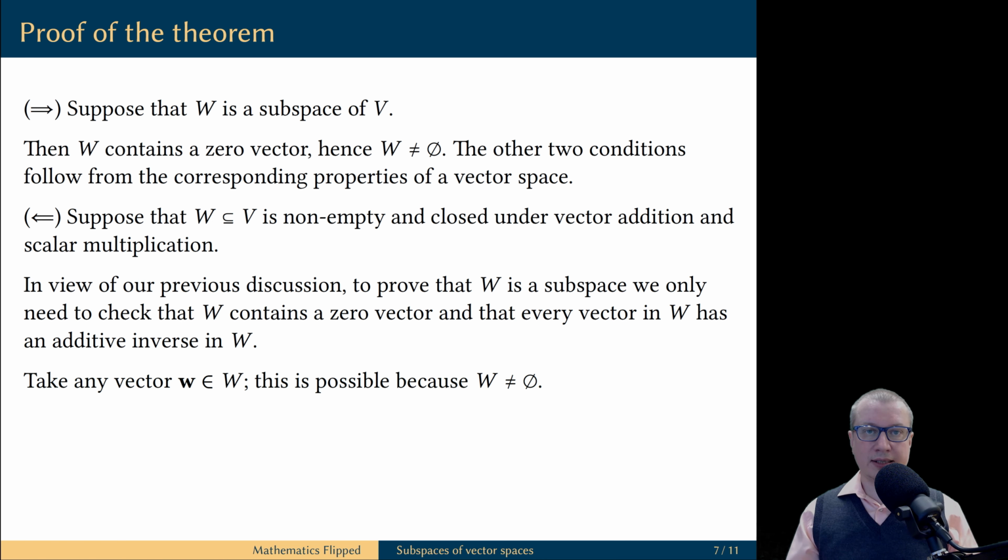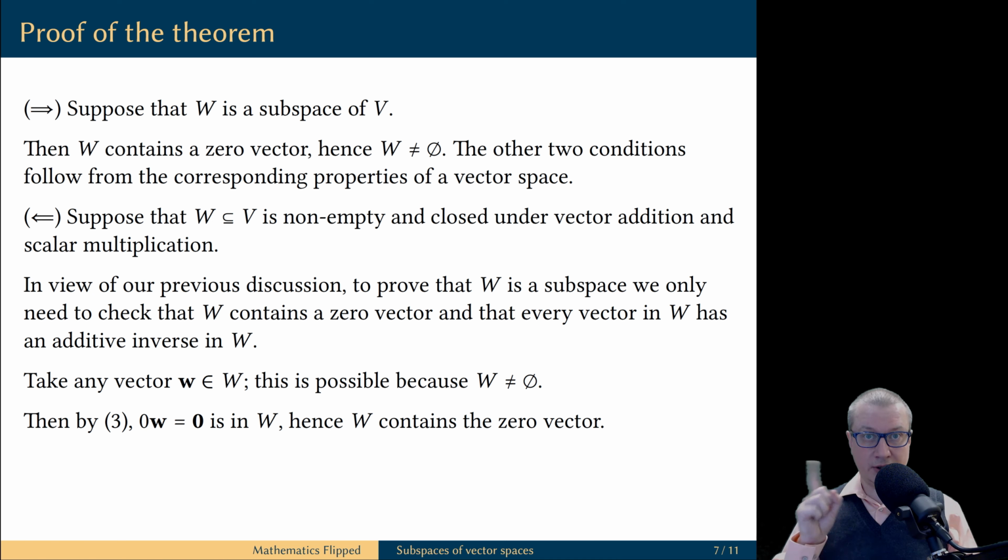Let's do this. Let's take any vector in the subset W. This is possible because we assumed this subset is not the empty set. This vector is a vector in the ambient vector space V, and we already proved in the previous video that in any vector space, if you scale a vector by zero scalar, what you get is the zero vector. But we assumed that a scalar multiple of a vector from W remains inside W. This proves that the zero vector is part of W.